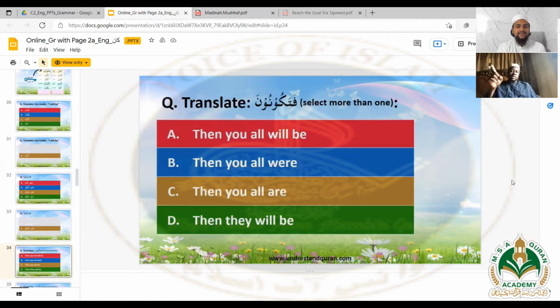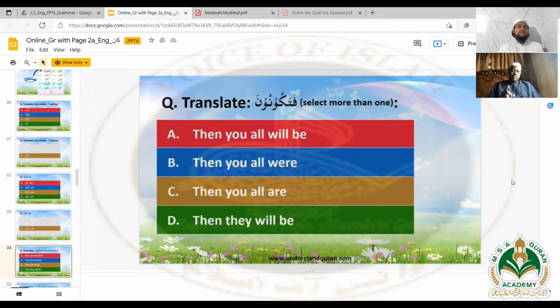The answer is correct. Okay, translate fatakununa. Select more than one. Fatakununa, because fatakununa is mudari with fa. Fa means does. So takununa is mudari. It should have two meanings. Fatakununa, then you all will be.